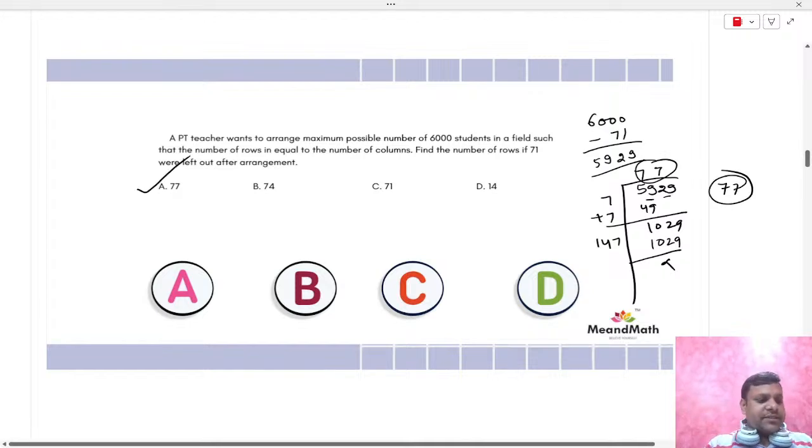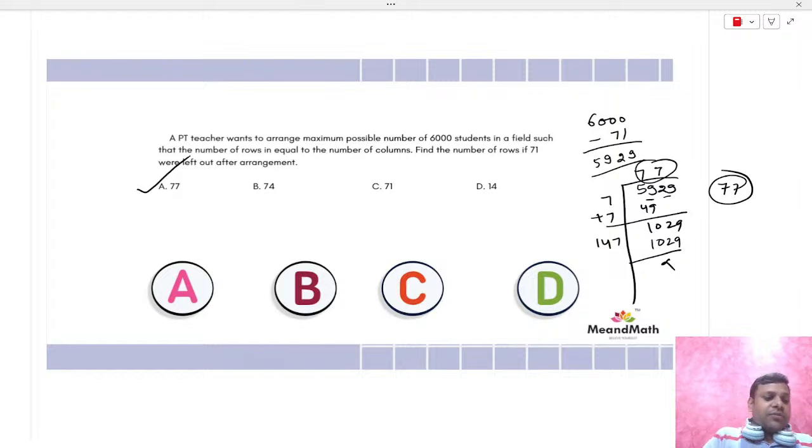Answer is 77. So find the number of rows. The number of rows is 77. Same number. If the question asked you about the number of columns, then the students are 77. So the number of rows and columns both are 77.